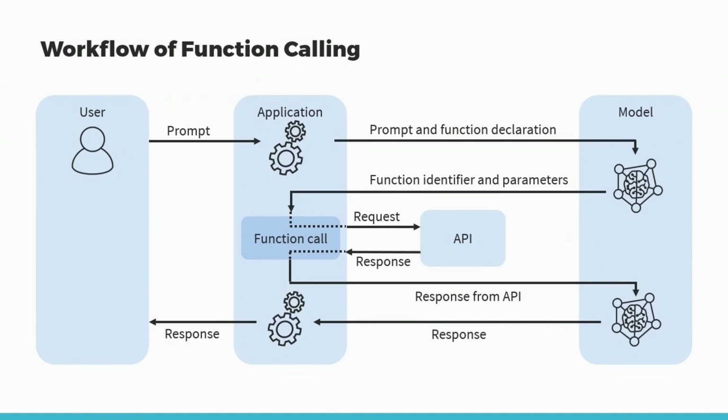It's important to note that while the user sends one prompt and gets one response, the application itself has multiple interactions with Gemini. First, to send the user prompt and know what API has to be called. And then, after calling the API and getting the response, the application once again sends the response from the API to the model to get a natural language response, which it then sends back to the user.